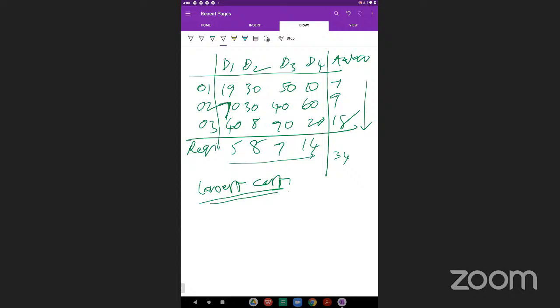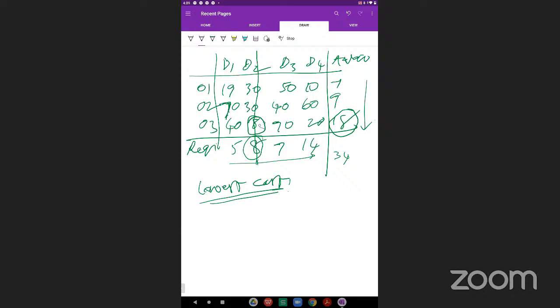What is the least amount? This is the least amount. 8 is the least amount. For that 8, I will allot its corresponding availability and requirement. Availability is 18 and requirement is 8. So this 8 I will allot to demand 2, and 8 is allocated.